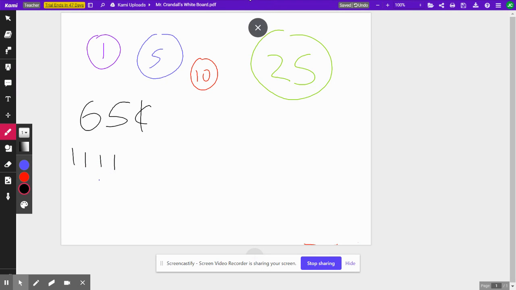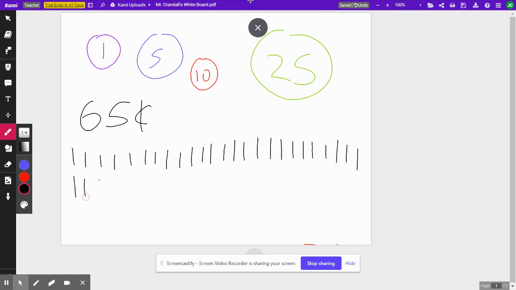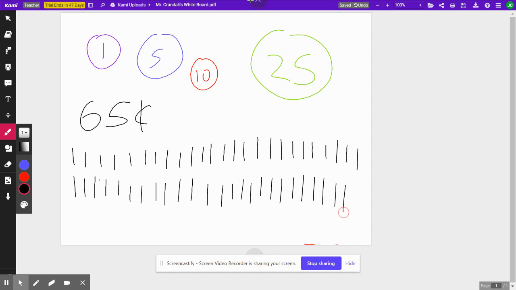1, 2, 3, 4, 5, and so on, counting up by ones through 20, 30, 40, 50, 60, 61, 62, 63, 64, 65.